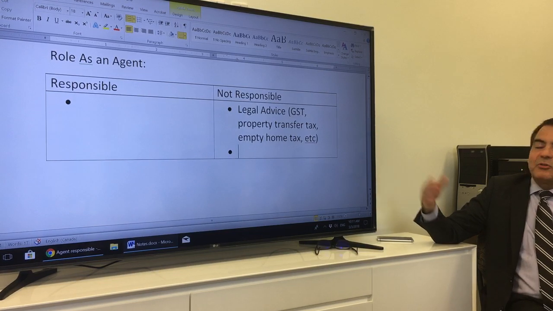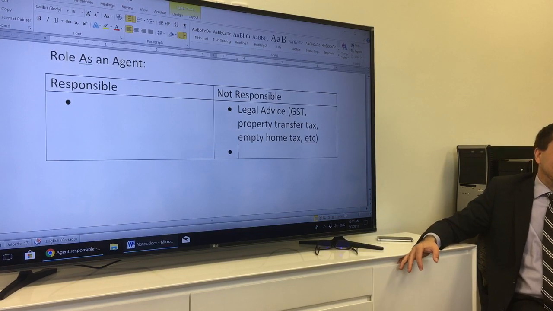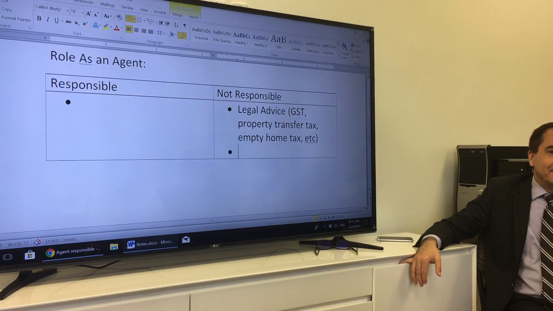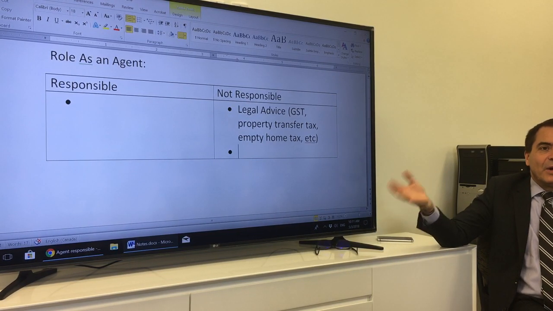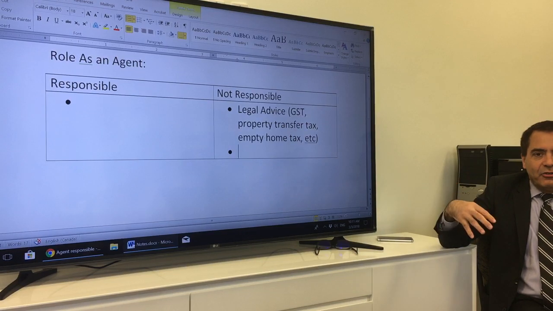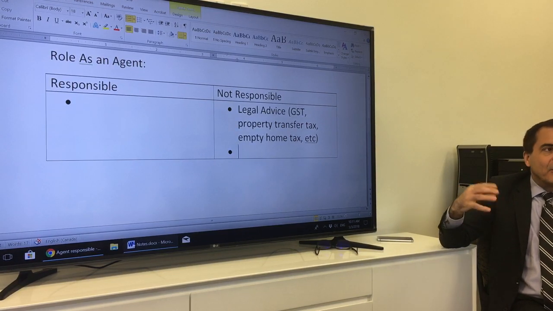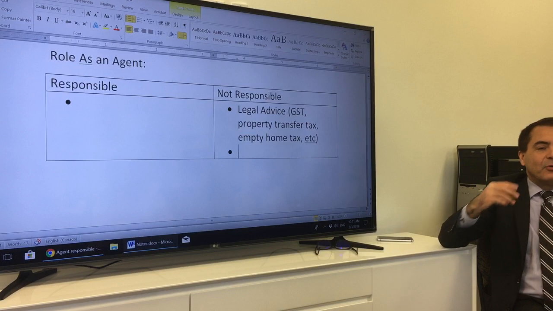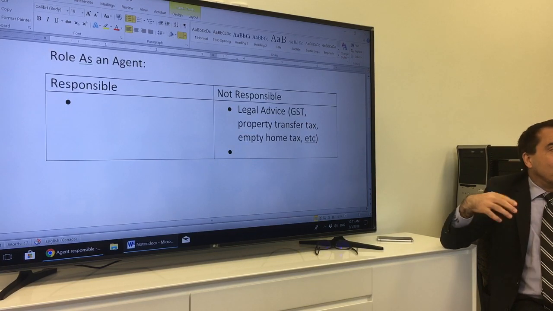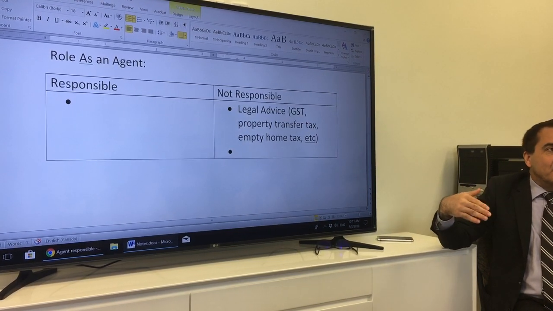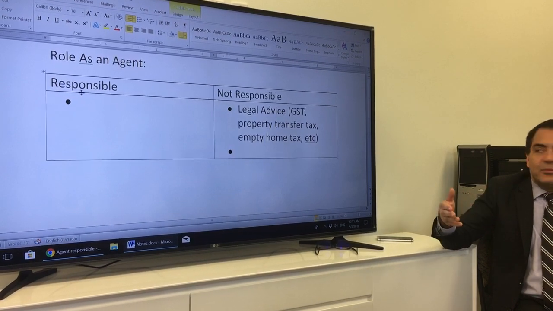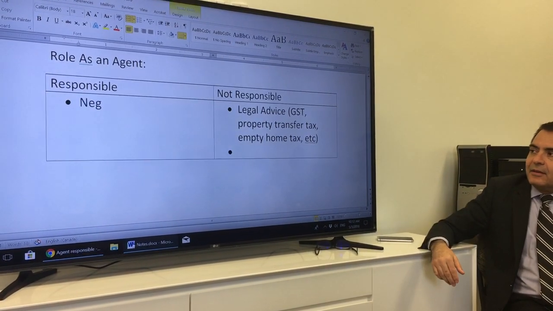Okay, what else would you not be responsible for, or what is something you are responsible for? Let's do some things that you're responsible for. When a person hires you to either buy a property or sell a property, what are some things that you are responsible for? Negotiate a contract. So that's why people are hiring you, to negotiate a contract. Price and terms, that type of thing.